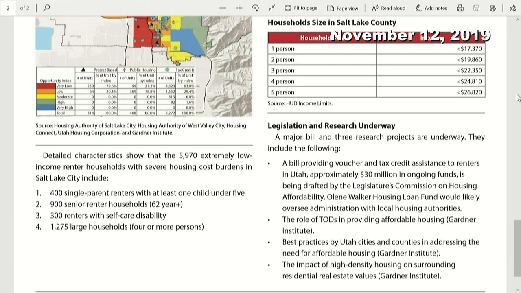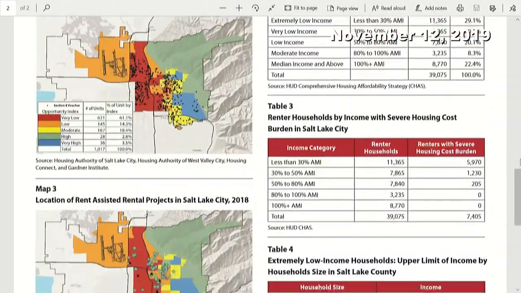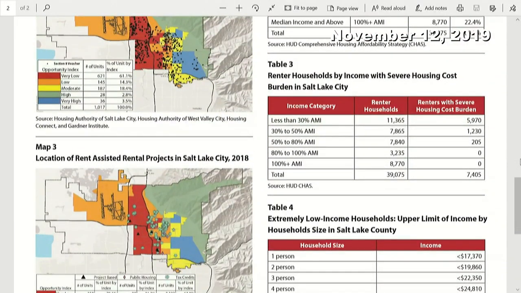So, as you can see from those two maps, and again, if we want to say something about income, both the vouchers and the affordable projects, the rent-assisted projects, 90% of those are located in moderate to very low income census tracts.